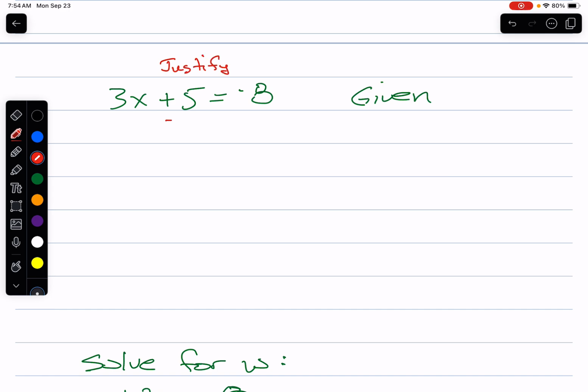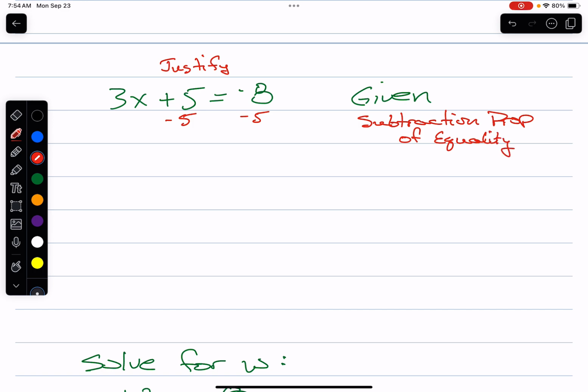So we're going to subtract 5 from both sides. And that's going to be called the subtraction property of equality. And the list will be there, you just got to pick which one it is, okay? That ends up being 3x equals -13. When I get a 0 there, that's called a simplify.